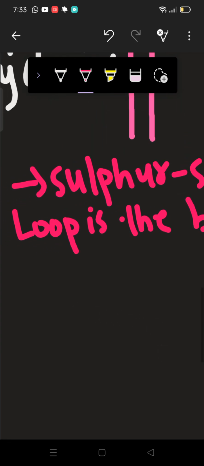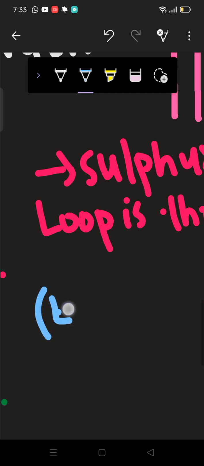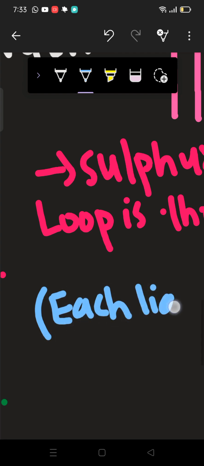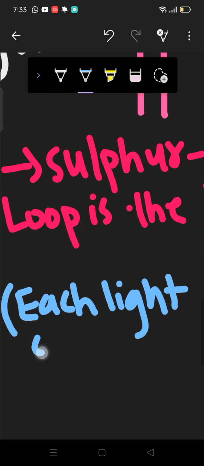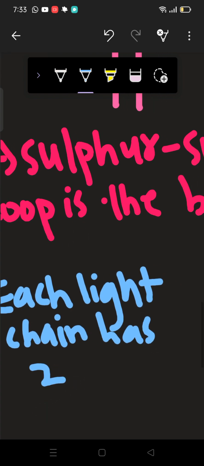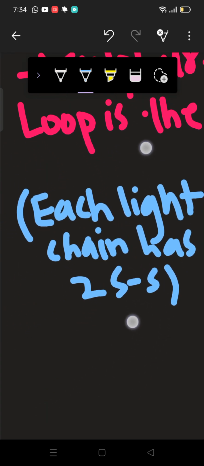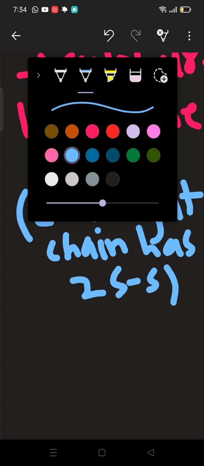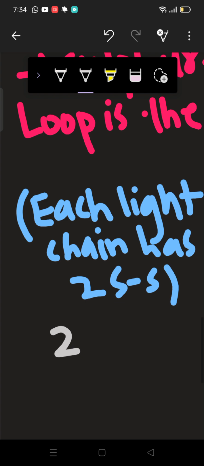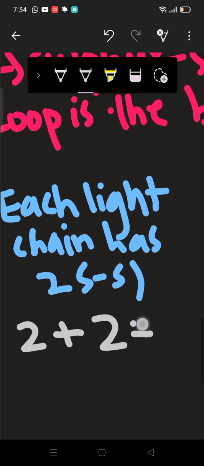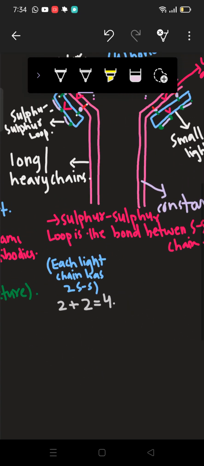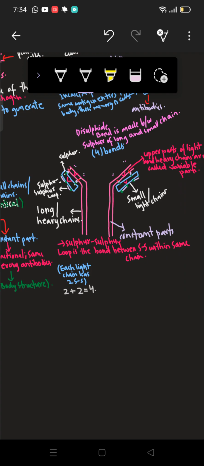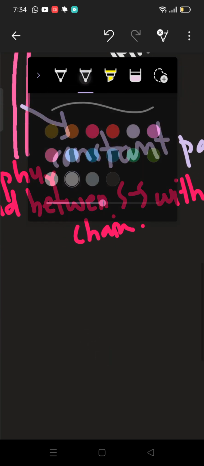As I told you, each light chain, or small chain, has 2 sulfur-sulfur loops. That means 2 plus 2 is 4, because we know we have 2 light chains. One light chain has 2 loops and the other light chain has 2 as well. So 2 plus 2 gives us 4 sulfur-sulfur loops on the small chain.